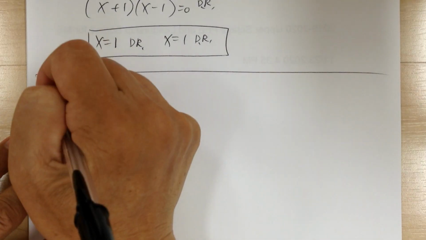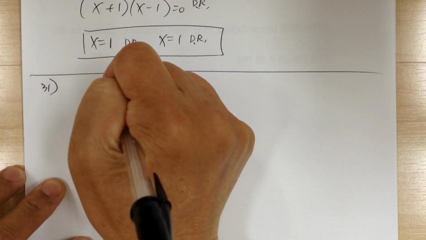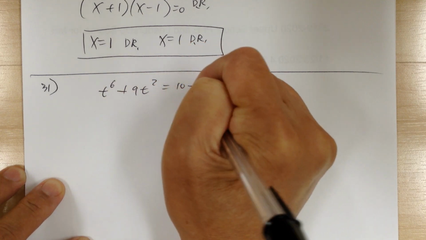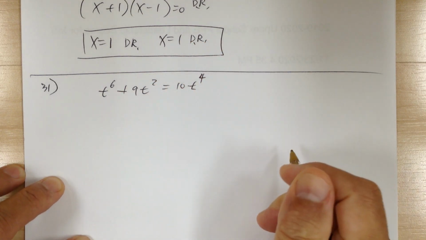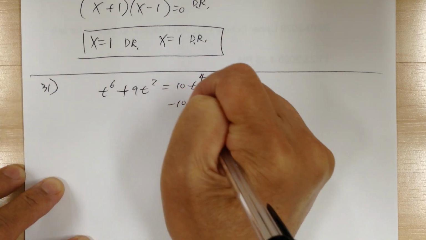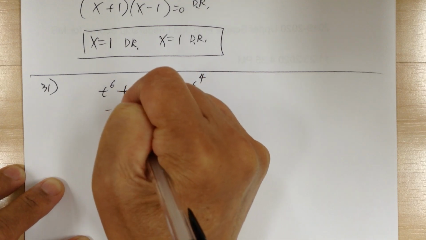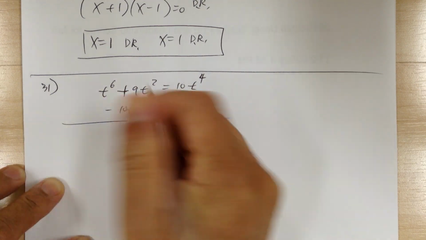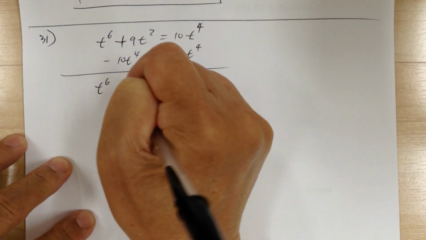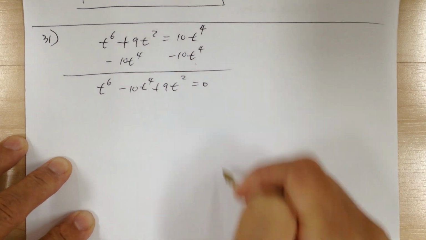Okay, next one. You've got t to the 6 plus 9t squared equal to 10t to the 4. First, let's move everything to the left-hand side so we can make it equal to 0 and do the factoring. So you've got t to the 6 minus 10t to the 4 plus 9t squared equal to 0.